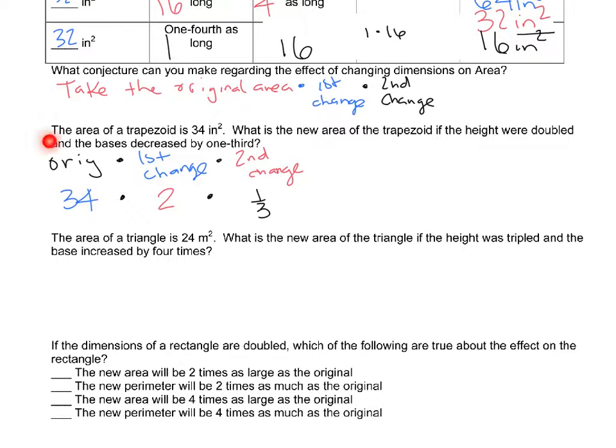Alright, so for this first example, we have the area of a trapezoid is 34 inches squared. What is the new area of the trapezoid if the height were doubled and the bases decreased by 1/3? So essentially all we have to do here is take the original, which is 34, and multiply it by the first change and then multiply it by the second change. So here are my numbers, and if we work that out, we would get a new area of 22.7 inches squared. This next one is an OYO problem, okay? Very similar to the previous, so make sure you jot this part down right here.